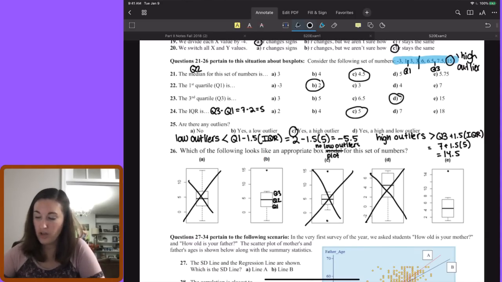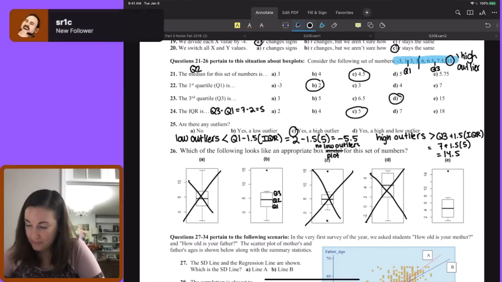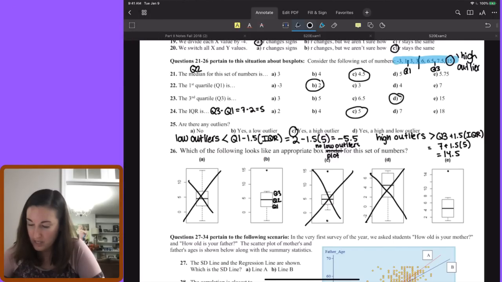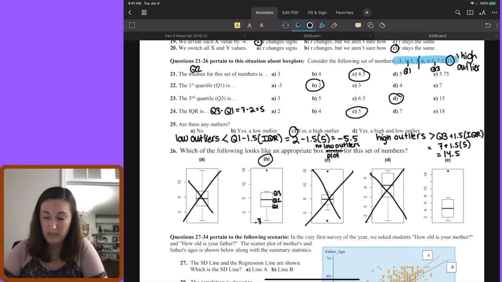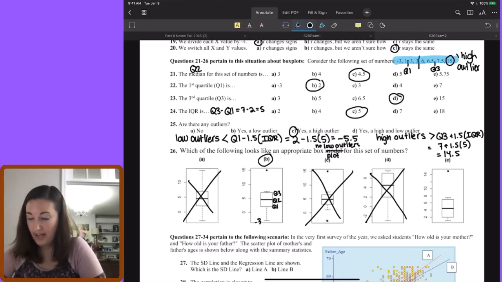This B looks good. If I look over here at E, E looks fine, except the lowest number, it looks like, is at about 0. And on our list, the lowest number is -3. So this plot B is actually better, if I had to pick.